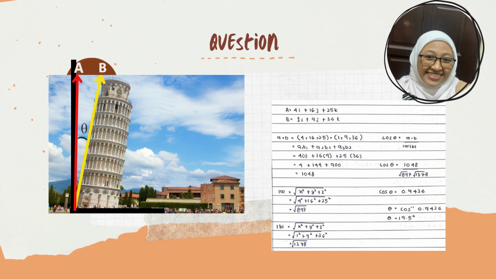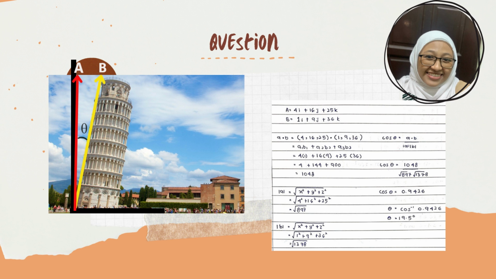Based on the picture, we can see the Leaning Tower of Pisa in Italy. So we want to find the degree of inclination of this building by using the scalar dot product of vectors. Given A equal to 4i plus 16j plus 25k and B equal to 1i plus 9j plus 36k. After that, we put it in the formula, which is A1 B1 plus A2 B2 plus A3 B3. So 4 times 1, 16 times 9, 25 times 36, so we get 1048.